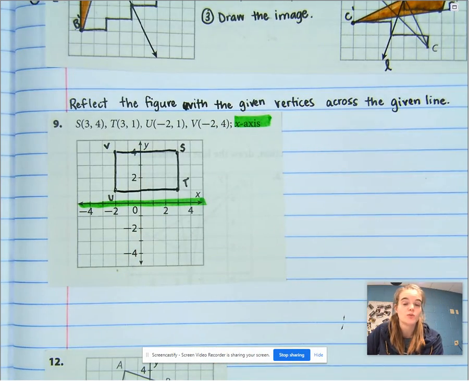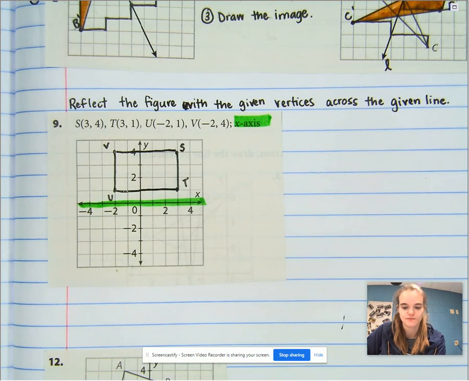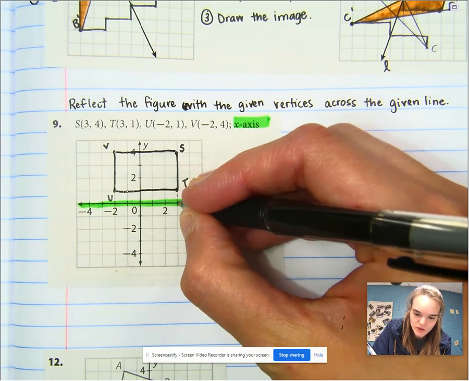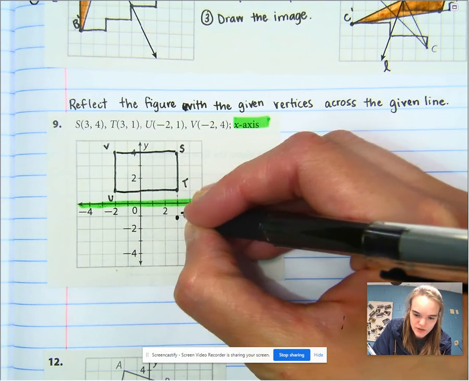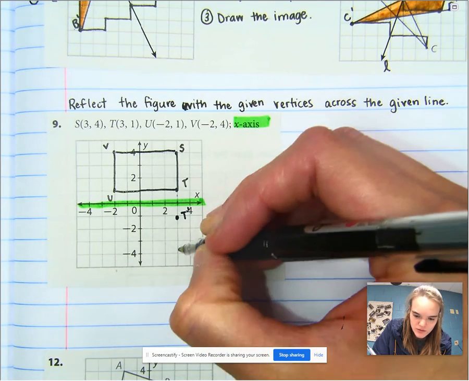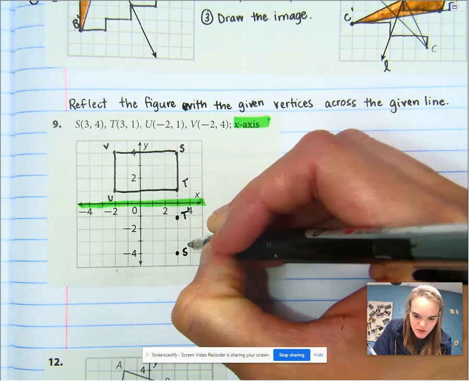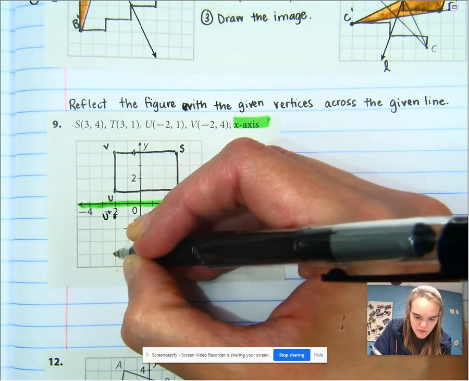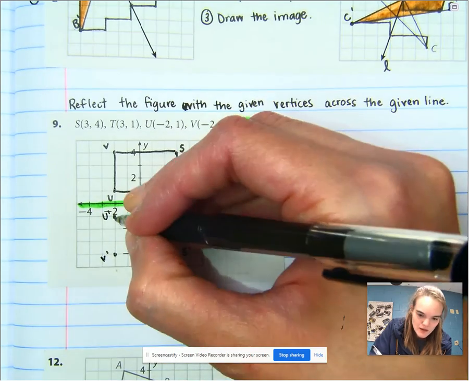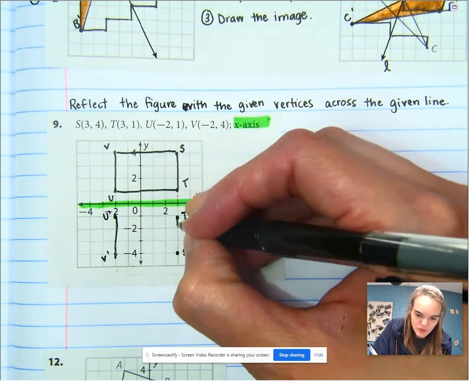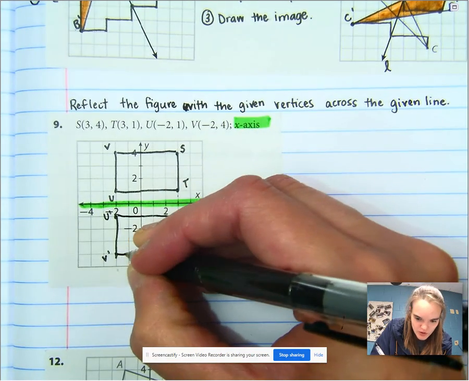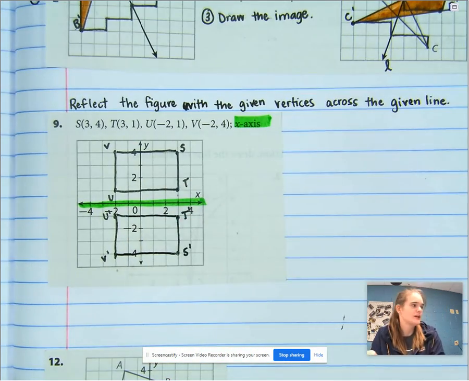Now, pause the video, reflect over the x-axis. 1 unit away, 1 unit away. 4 units away, 1 unit away, 4 units away. Do not forget to label things. That is what gets people the wrong answers. You've got to label stuff.